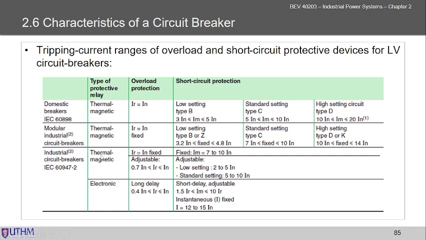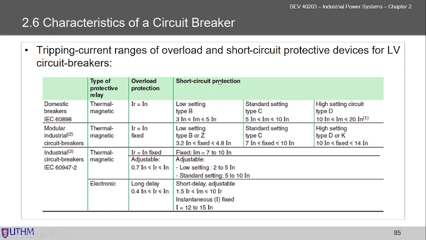If we are using the thermal magnetic type, the tripping current should be adjusted or set between 0.7 and 1 of IN, our nominal rated current. For the long delay, if we are using the electronic type, then our settings are wider, from 0.4 up to 1.